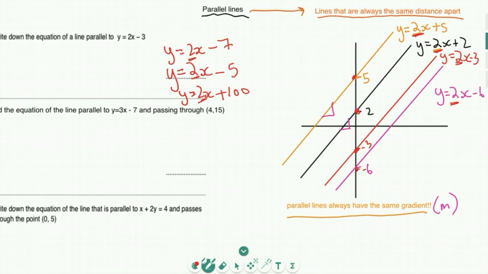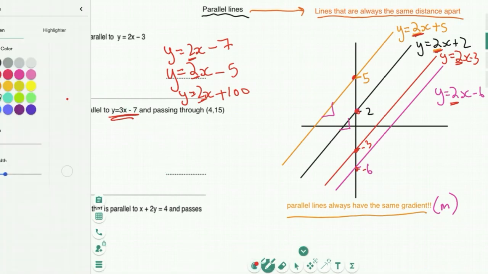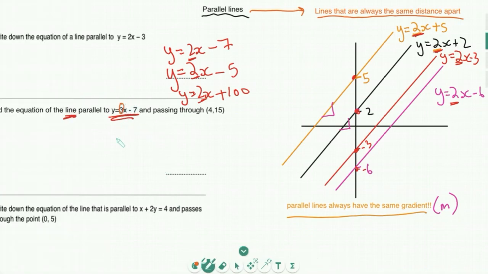So let's look at the next question. Find the equation of the line parallel to y equals 3x minus 7 and passing through 4, 15. So we need to find the equation of a line which is parallel to this line. So straight away, we know this missing line will have a gradient of 3, because parallel lines have the same gradient. So straight away, we know the equation is going to be y equals 3x. And now we have to find the y-intercept, so plus c. To find the y-intercept, all we're going to do is we're going to get this coordinate that this line passes through, 4, 15.